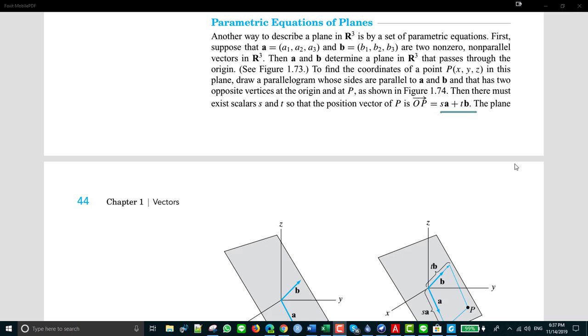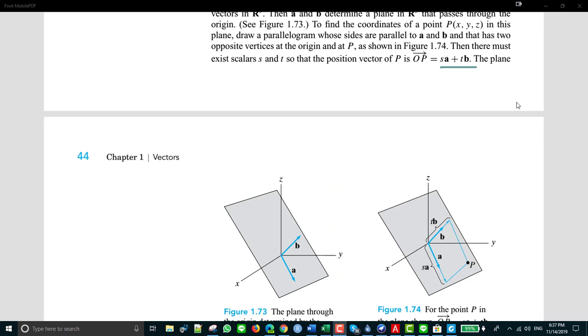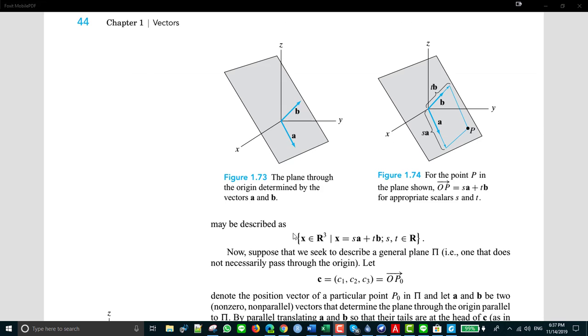Okay, so the plane may be described as the set of all x in R3, so a set of all vectors in R3, such that x is a combination of A and B, like this. By the way, this sometimes is called a linear combination of A and B.